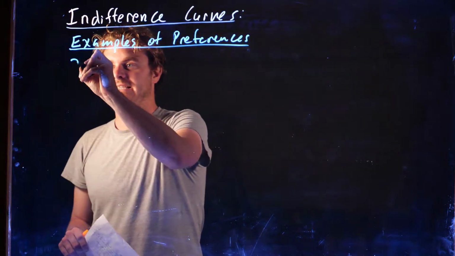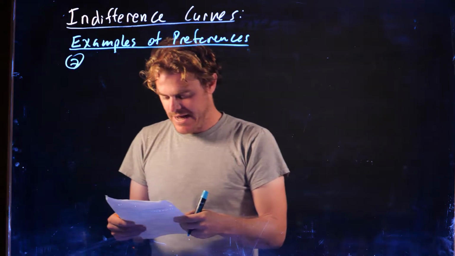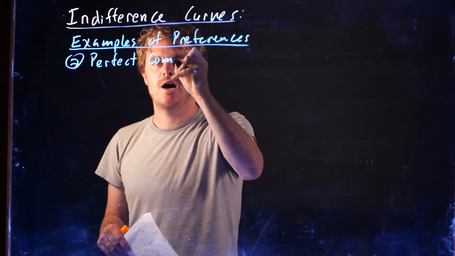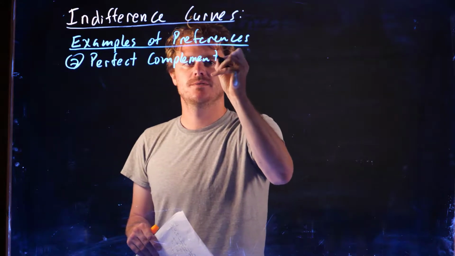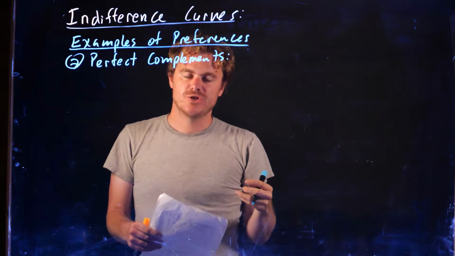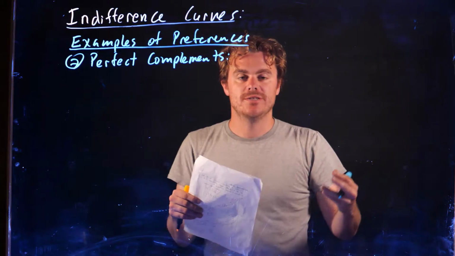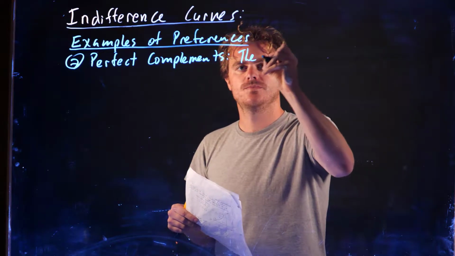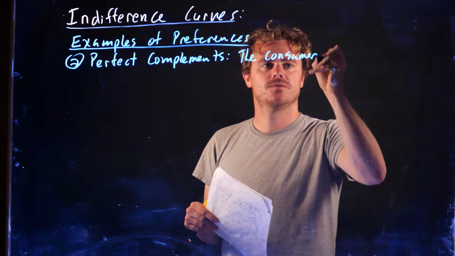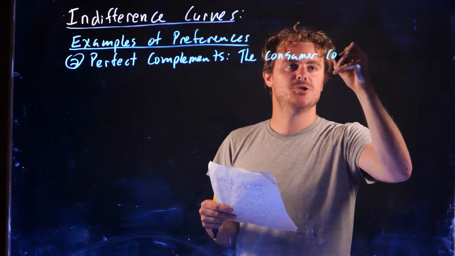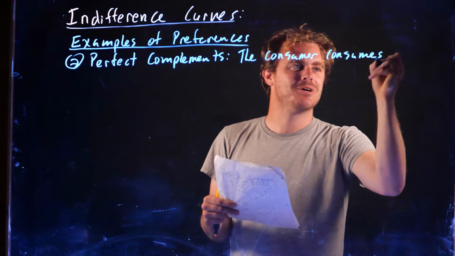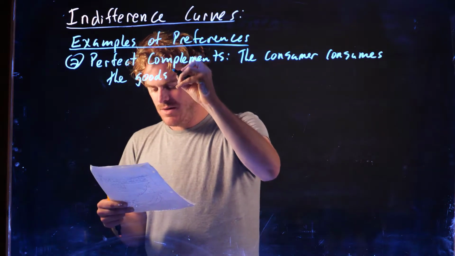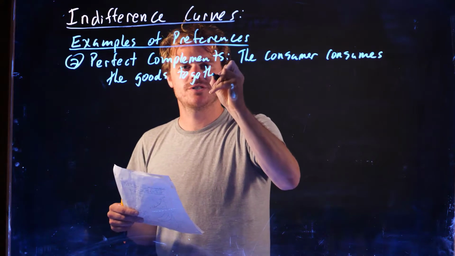So the second example of preferences that we're going to look at are perfect complements. So the first was perfect substitutes. Now we're going to look at perfect complements. And this is for the situation where the consumer likes to consume the goods in kind of fixed proportions. The individual consumes the goods together in fixed proportions.